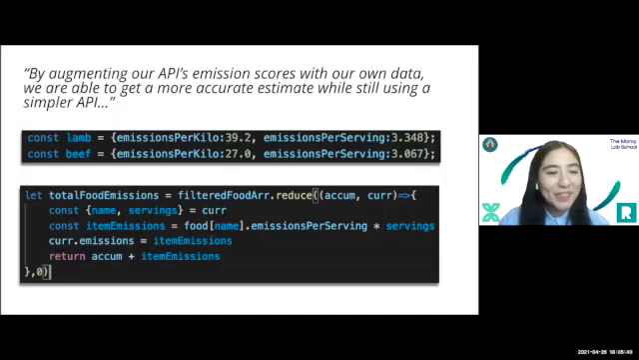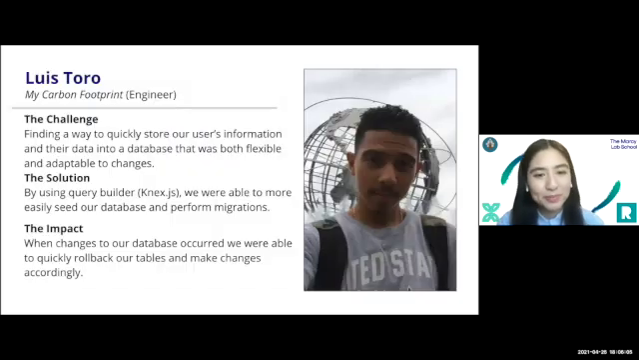Next slide. So on here you can see how I calculated the CO2 emissions from a person's food servings. The first photo shows the library I worked with and the property I added named emissions per serving, which holds the amount of CO2 emitted per food serving. The second photo shows how I calculated the total emissions according to the food items and the number of servings a user inputted. Now I'll pass it to Lewis.